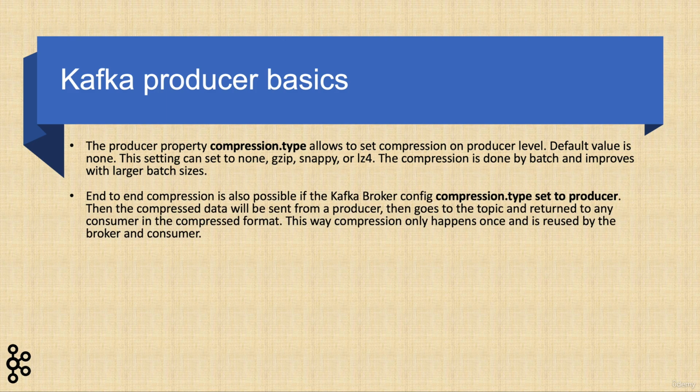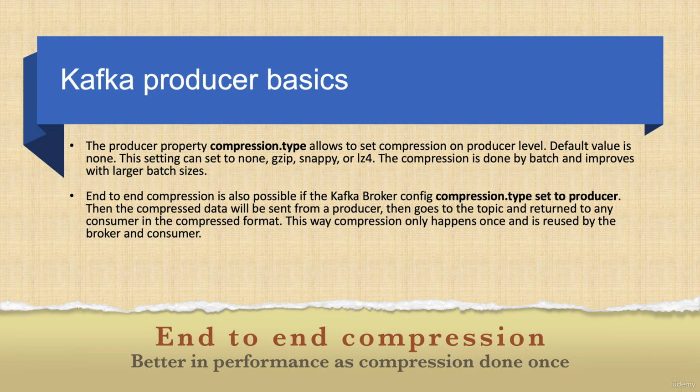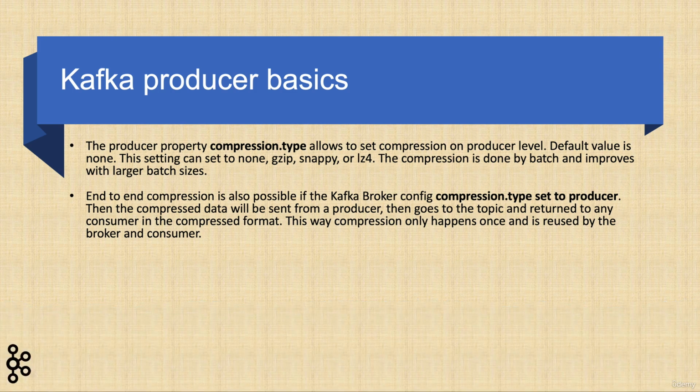End-to-end compression is also possible if the Kafka broker config compression type is set to producer. Then the compressed data will be sent from a producer, then will go to the topic and return to any consumer in the compressed format. This way, compression only happens once and is reused by the broker and the consumer.